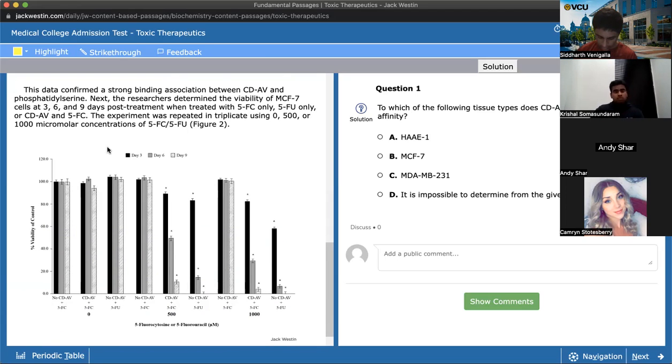This data confirmed a strong binding association between CDAV and phosphatidylserine. Next, the researchers determined the viability of MCF7 cells at 36 and 9 days post-treatment when treated with 5-FC only, 5-FU only, or CDAV and 5-FC. The experiment was repeated in triplicate using 0, 500, or 1000 micromolar concentrations of 5-FC/5-FU. Awesome.